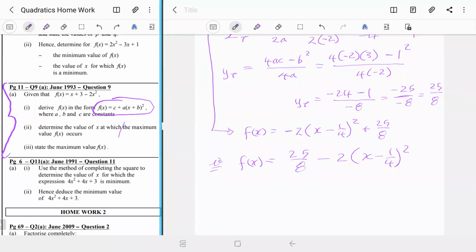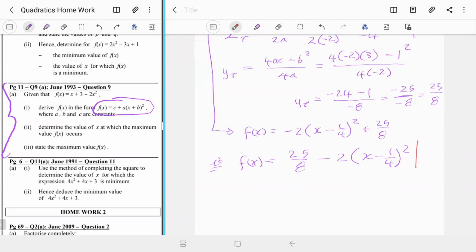And so it is now in this format. A constant in front. Then a plus a value. And then a square term. So I've set it out how I want it. That's it. So this is my answer.